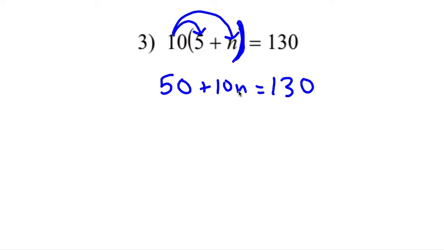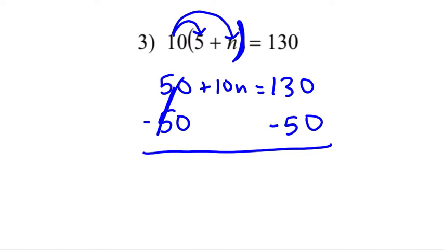Next, move the number, combining like terms. I don't see any combining like terms, so I move the number that does not have the variable, so that's the 50. So subtract 50 from both sides. Subtract 50. 50 minus 50 is 0. Those are gone. Bring down the 10n, and 130 minus 50 gives you 80.